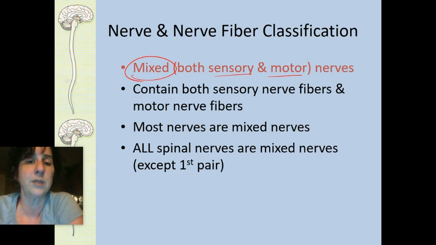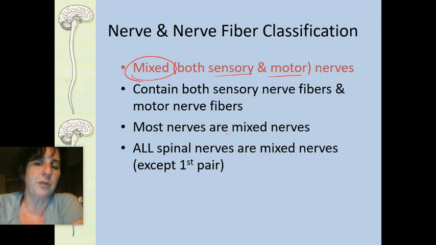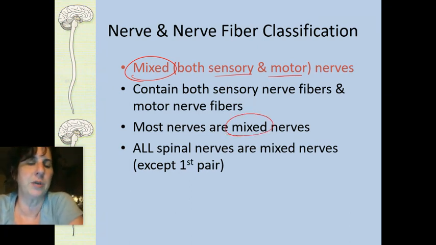Okay, so we do have some nerves that are just sensory, some nerves that are just motor, and then you have some that are both of those together. So it's called a mixed nerve. So there's really 3 classifications going on in here. Most of your nerves, especially those coming off the spinal cord, are really mixed nerves.